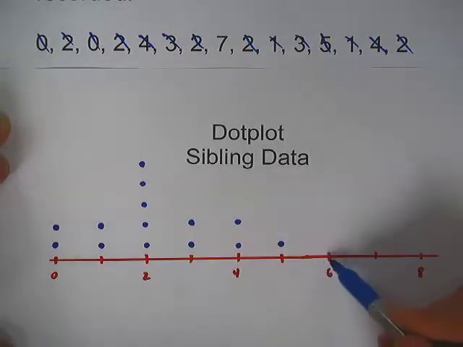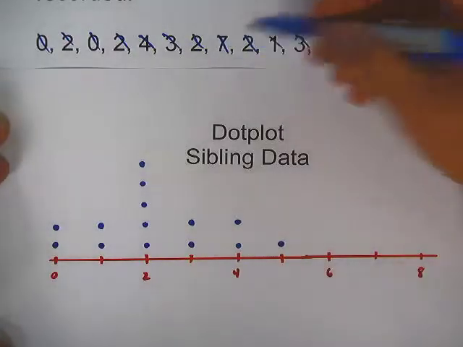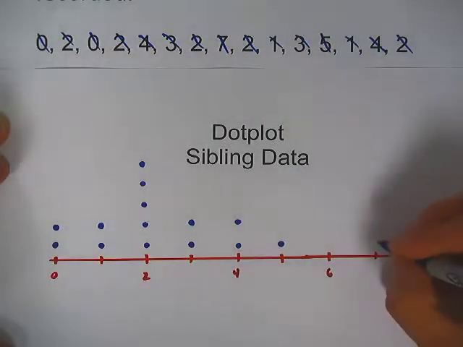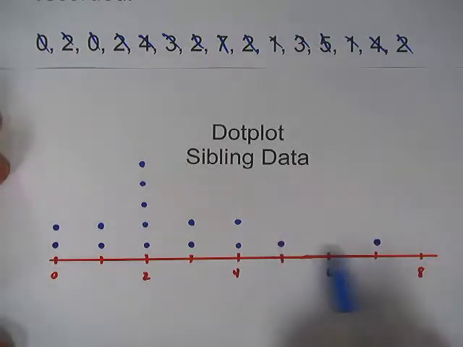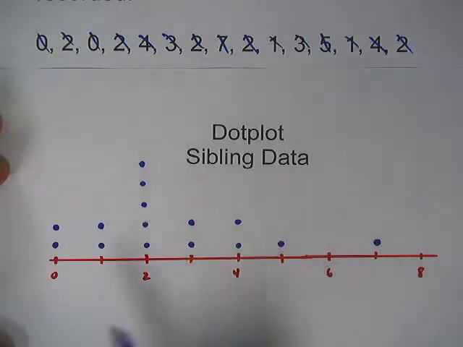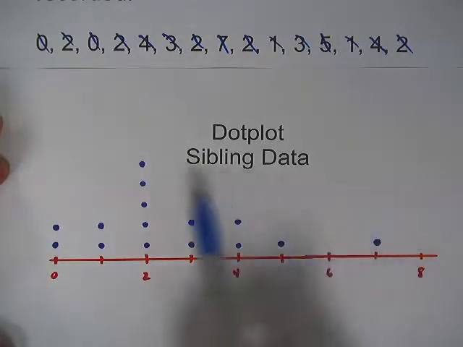Okay, 6. Now I didn't have anybody who had 6 siblings, so I'm going to just leave that blank. And then my last data value is a 7 there. So I'm going to make 1 dot here at 7. Okay, so again, a gap indicates that nobody had that value of whatever you're measuring. So in this case, siblings. All right, so this gives you a pretty nice way of displaying the data.